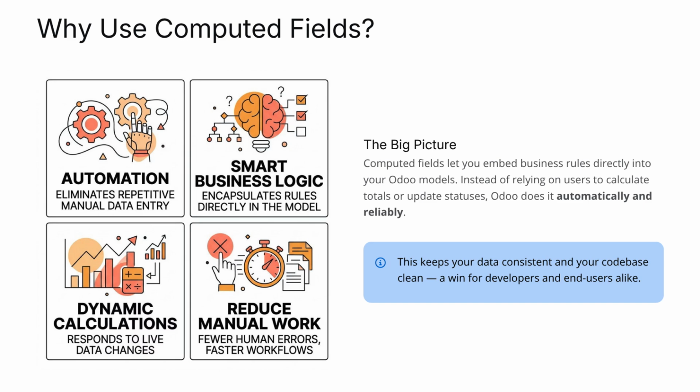Now let's understand why computed fields are so important. First, automation. Odoo automatically performs calculations. Second, smart business logic. Rules are directly written inside models. Third, dynamic calculations. Values change automatically when data changes. And fourth, reduced manual work. Users don't need to calculate values manually. This makes applications faster, cleaner, and more reliable.